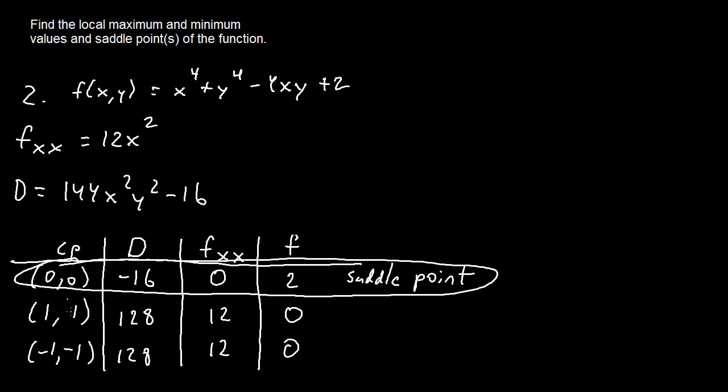Now for both negative 1, negative 1 and 1, 1, the D value 128 is obviously greater than 0. And then f sub double x, they both are 12. 12 is also greater than 0. So when the D value is greater than 0 and f sub double x is greater than 0, this tells us that there is a local minimum value at both of these points.